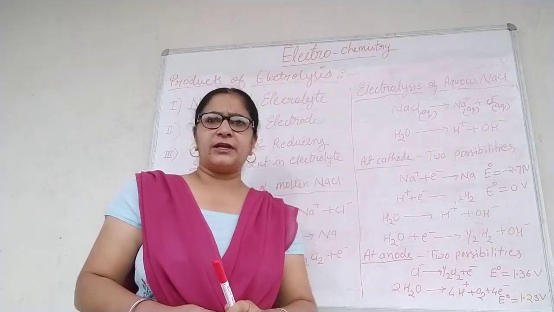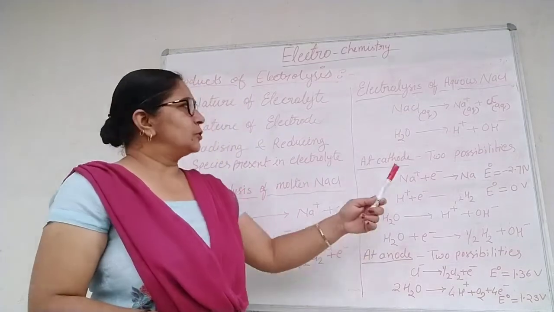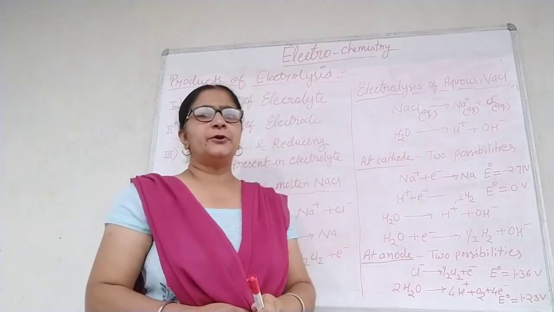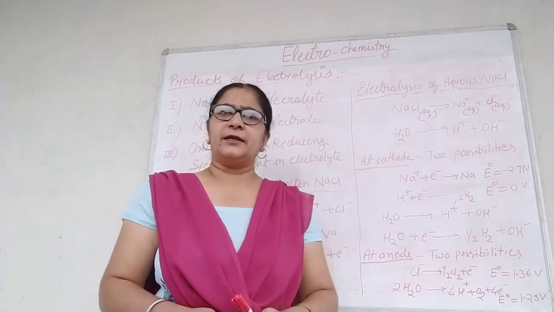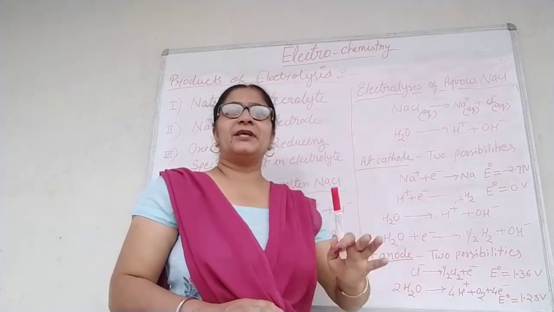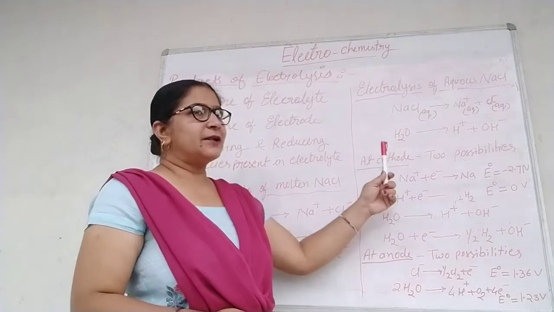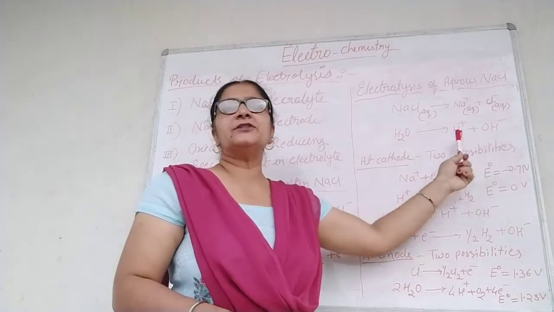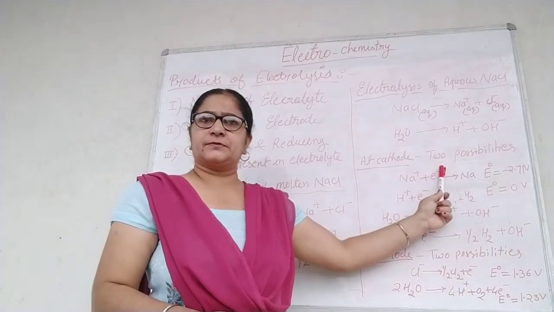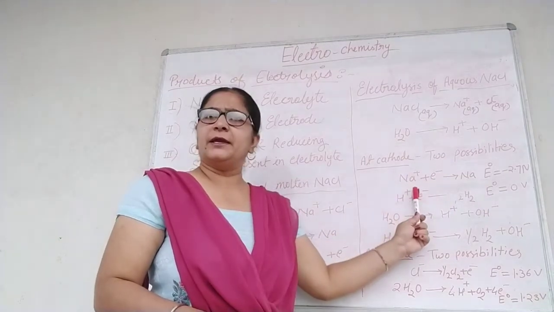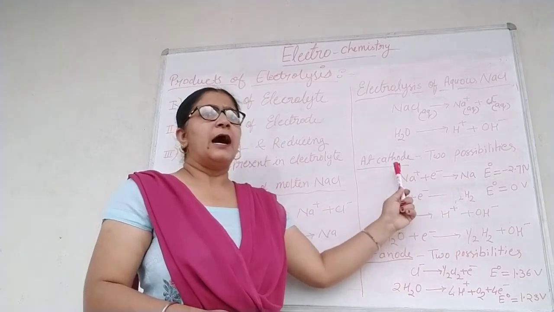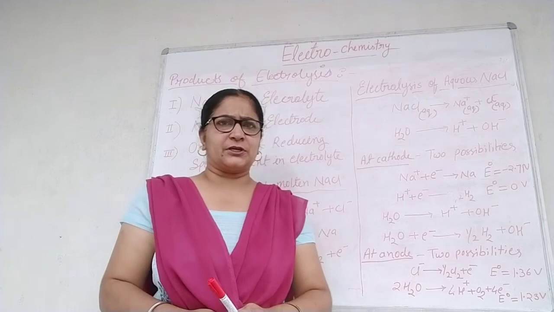When aqueous solution of NaCl is electrolyzed, sodium chloride here also will dissociate into sodium ion and chloride ion. But together with that, water is also there, right? So water will give H+ and OH-. Now at cathode, there are two possibilities. Either sodium ion will get reduced to give sodium or hydrogen ion will get reduced to give hydrogen gas.